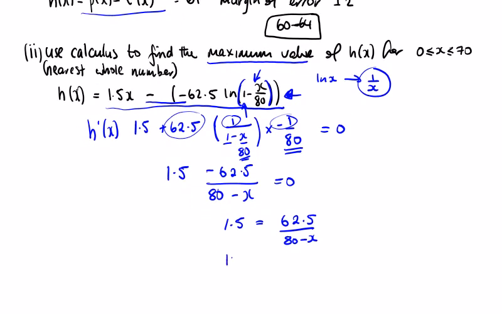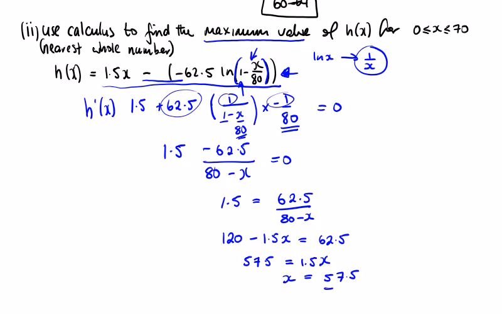Cross multiplying, I'm going to get 1.5 by 80, which is 120, minus 1.5x is equal to 62.5. I'm bringing both over. We're going to get 62.5, 120 minus that, it's going to be 57.5 equals 1.5x. So x is going to be 57.5 divided by 1.5, which if we type into a calculator, is going to give me 38.333.